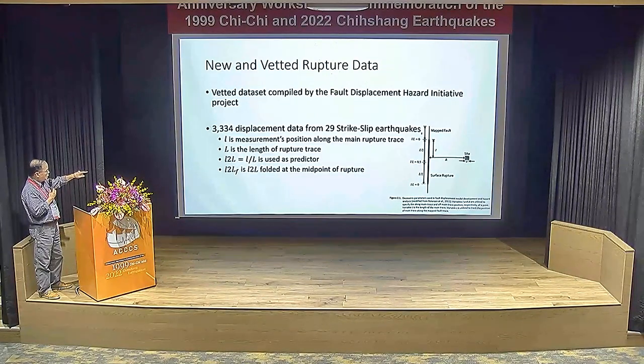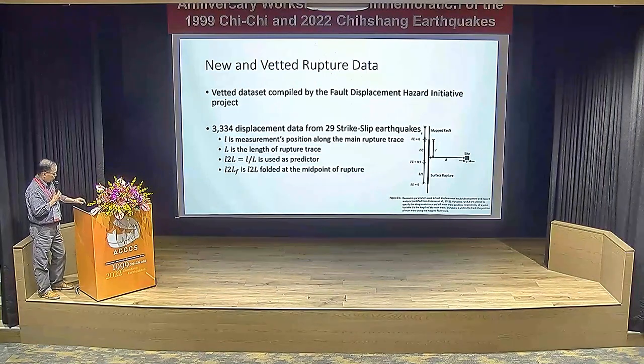We also used something called L2LF. That is L2L, but folded at the midpoint of rupture. This is done because in Peterson et al., we assume that the mean or the median displacement distribution is symmetric about the midpoint of the rupture.